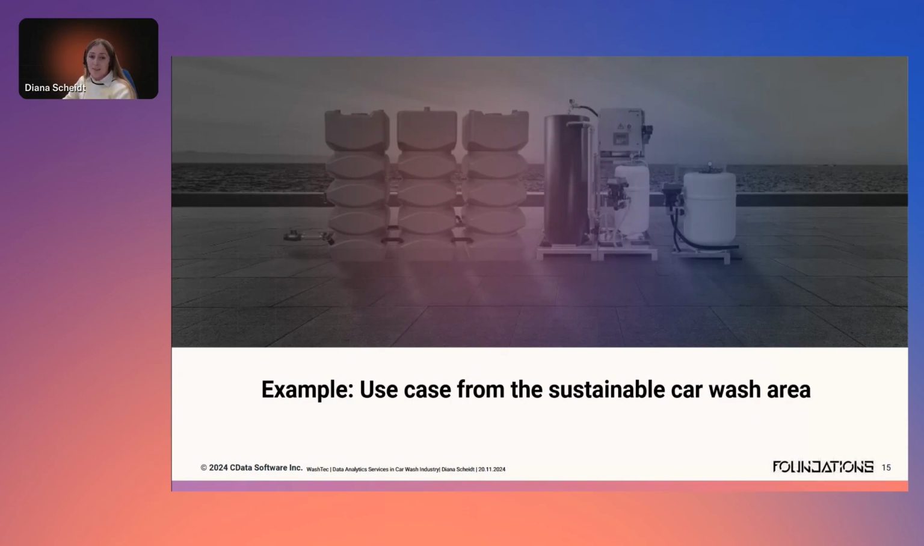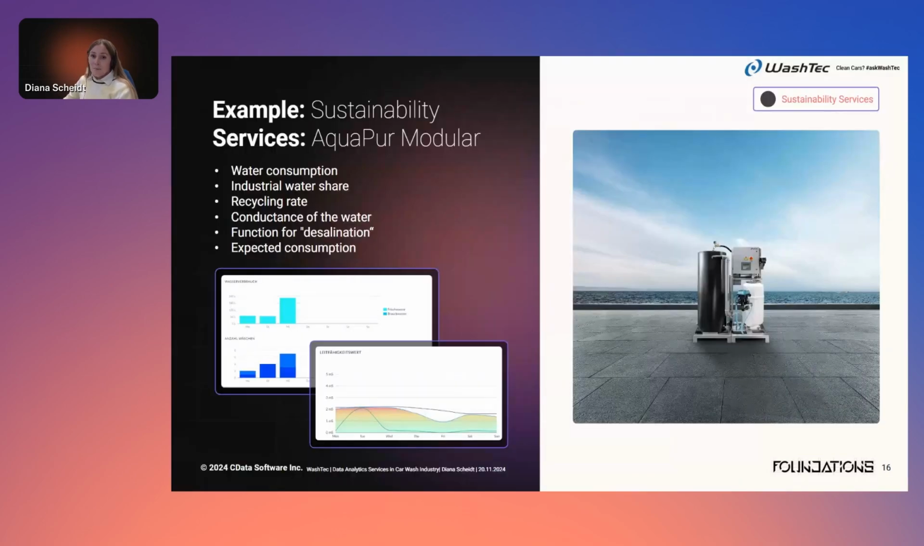For example, one use case is from the sustainable car wash area. You see in the background this called Aquapur Modular. It's our product for water recycling. As you may imagine, in some countries we cannot use only fresh water. We have to recycle water. That's why we have this product in place. Usually we have almost 100% recycling rate. And for our customer, for example, it's important to see the water consumption, conductivity, and also hydrolab values, for example, depth, oxygen, ammonium, temperature, and so on.